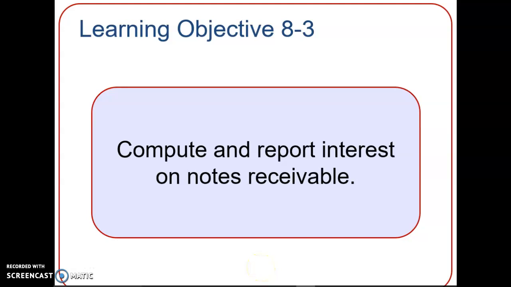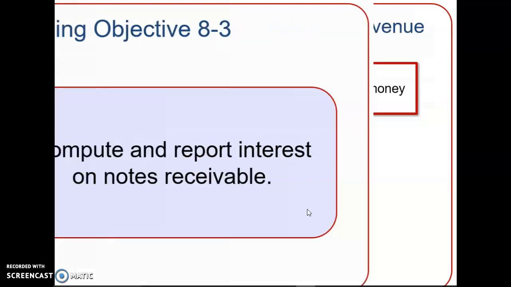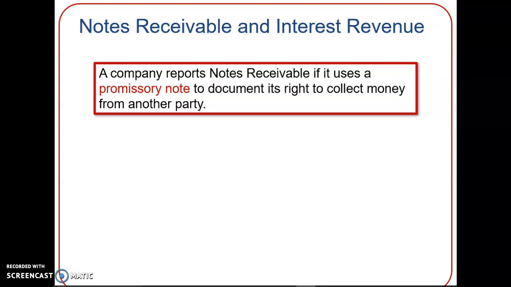Hello, welcome back. Learning objective number 3, compute and report interest on notes receivable. So far in this chapter 8, we have been focusing on accounts receivable. So how about some of the common accounting treatment of notes receivable? That's the topic of this section. Notes receivable and interest revenue. We're going to recognize notes receivable and also see how we are going to recognize interest revenue.